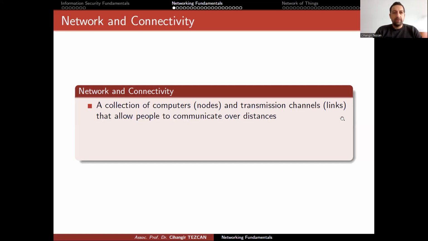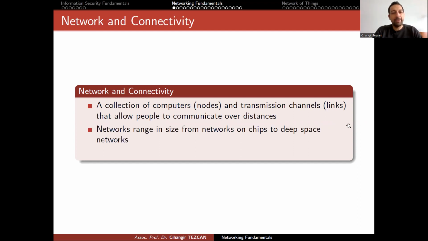All right, we continue with network and connectivity. A collection of computers, generally referred to as nodes, and transmission channels, also referred to as links, that allow people to communicate over distances. This is what we call a network or connectivity.